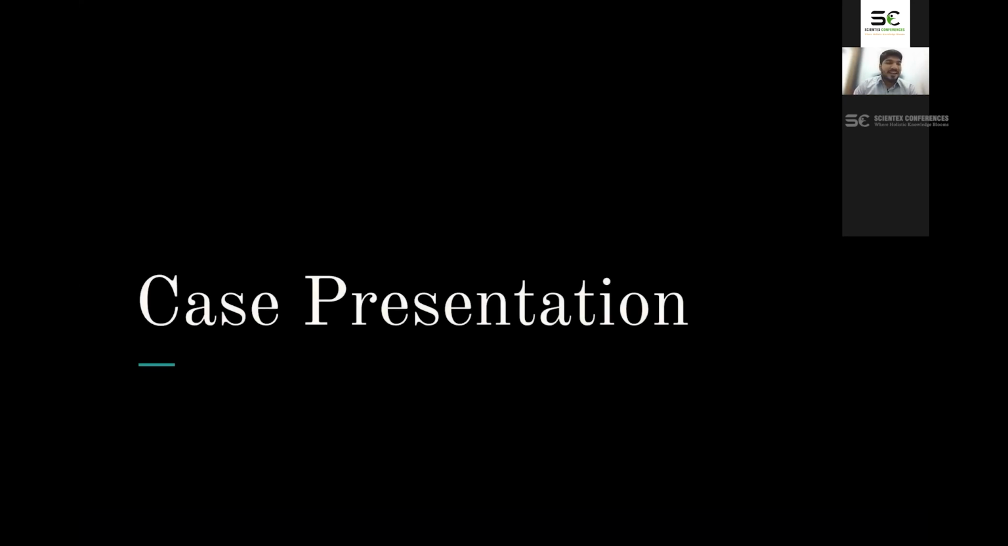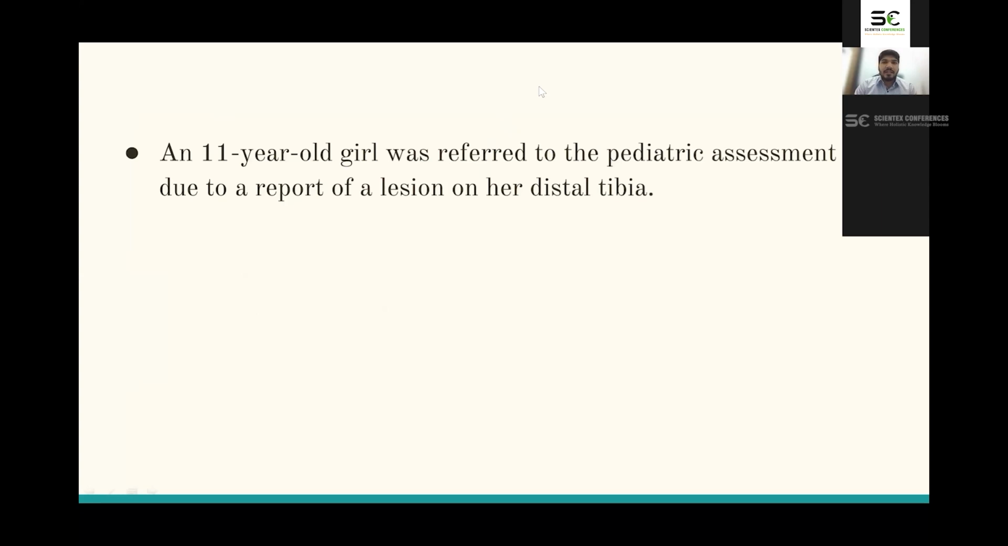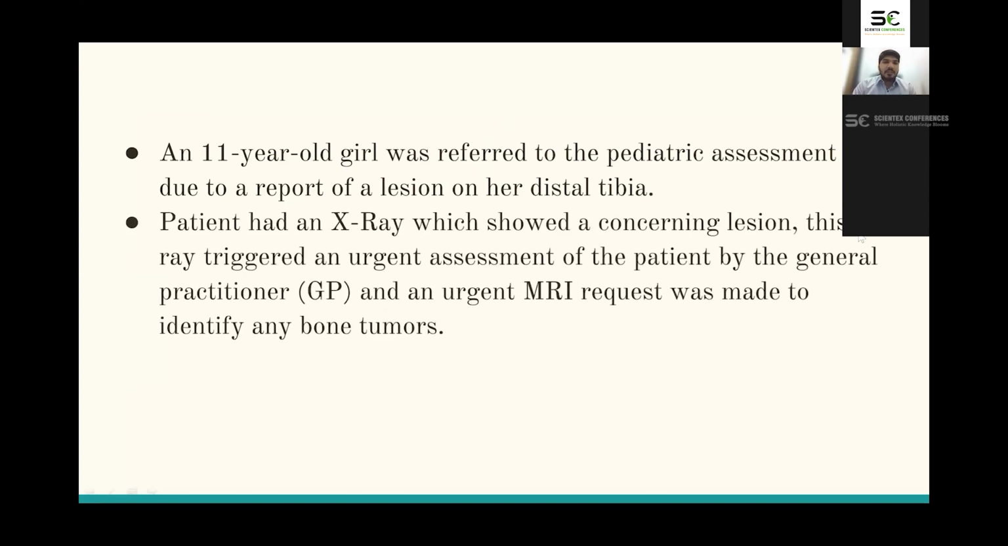So, case presentation. We saw an 11-year-old girl who was referred to the pediatric assessment unit because of a report of a lesion on her distal tibia. The patient originally had an X-ray in the community, and that X-ray led the GP to request an MRI scan. That MRI scan was not reassuring and triggered further investigation, and the patient was sent to the emergency department, the pediatric assessment unit, to be assessed by the orthopedic team, which involved me, my registrar, and a pediatric orthopedic consultant.